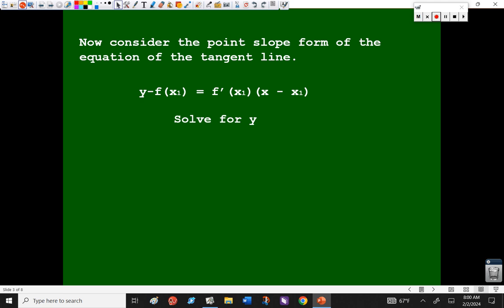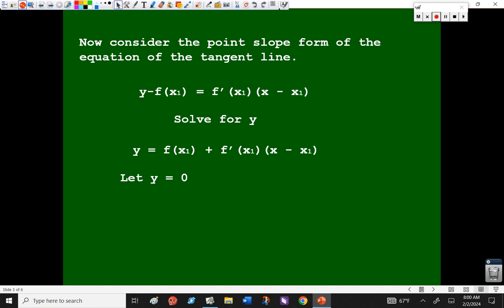So to solve for y, ladies and gentlemen, what would you do? Not everybody at once. Exactly. We're just going to add f of x sub 1 to both sides. And so y is going to equal f of x sub 1 plus f prime of x sub 1 times x minus x sub 1. This, ladies and gentlemen, is going to be our linear approximation. It's using the derivative of the function and the tangent line of that function.